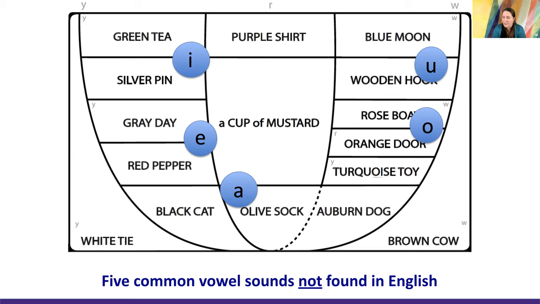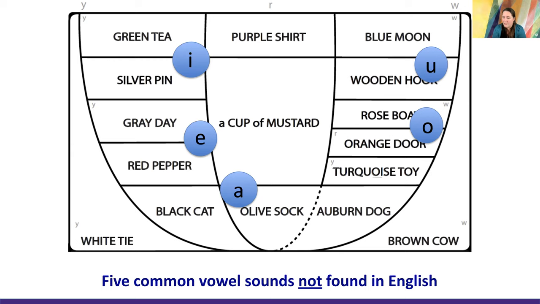Black cat, ah. Olive sock, ah. And here we have hat and hot, right? Auburn dog, aw. I'm going to go a little more quickly now, just so you're familiar with them.